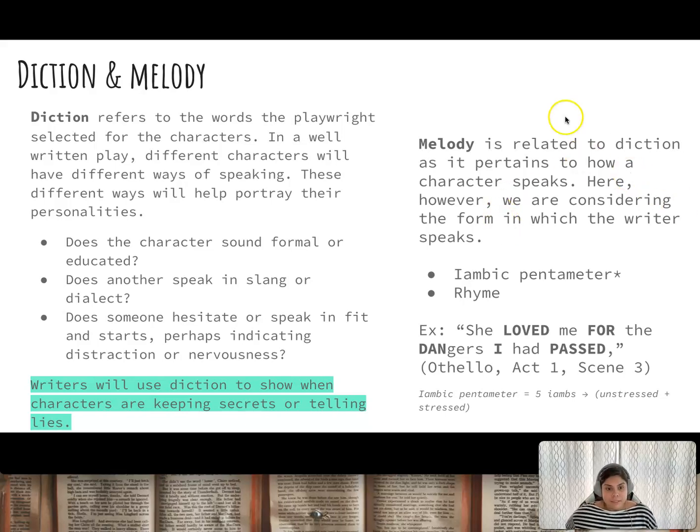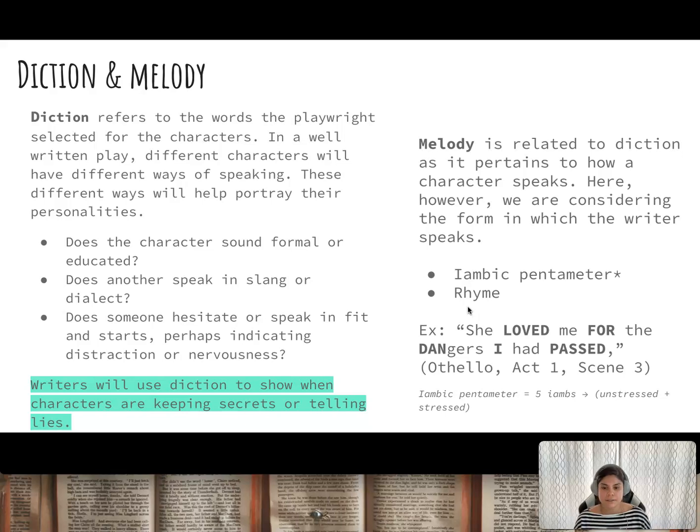Now, we have melody here. Melody refers to how the lines sound. So think rhythm, rhyme, or meter. For example, Shakespeare often uses iambic pentameter, which we talked about earlier, and structured verse. And we have an example right here. "She loved me for the dangers I had passed." This is from Act 1, Scene 3.